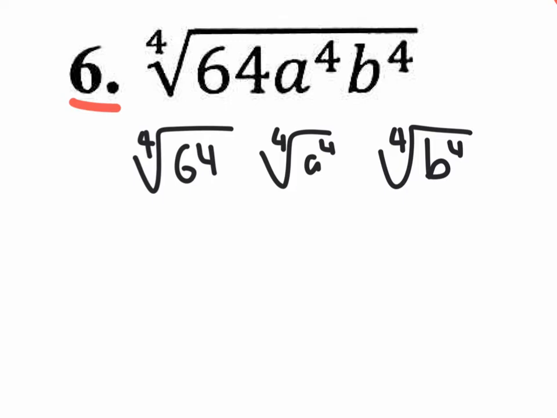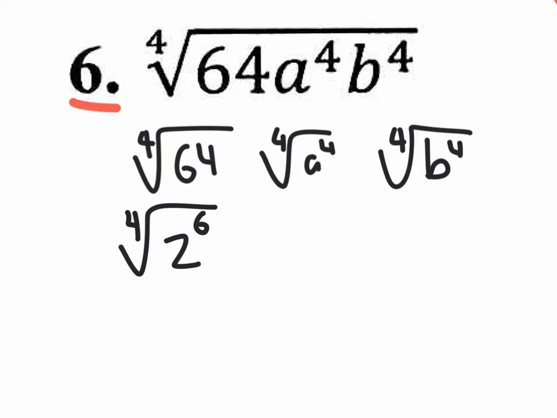64, let's think about that. I'm just going to go with the base 2. 2 times 2 is 4, times 2 is 8, times 2 is 16, times 2 is 32, times 2 is 64. So I really have 2 to the 6th instead of 64. 2 to the 6th power. So I have the fourth root of 2 to the 6th power.